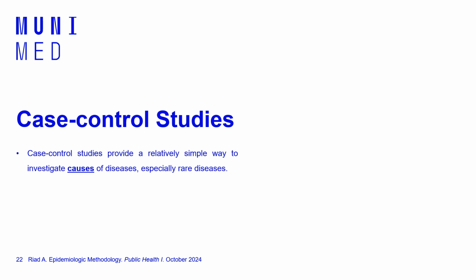And now let's see the case control studies. Case control studies are, compared to cohort studies, easier and don't take as much time, because we try to focus on the causes of illness. However, this is more useful for rare diseases.